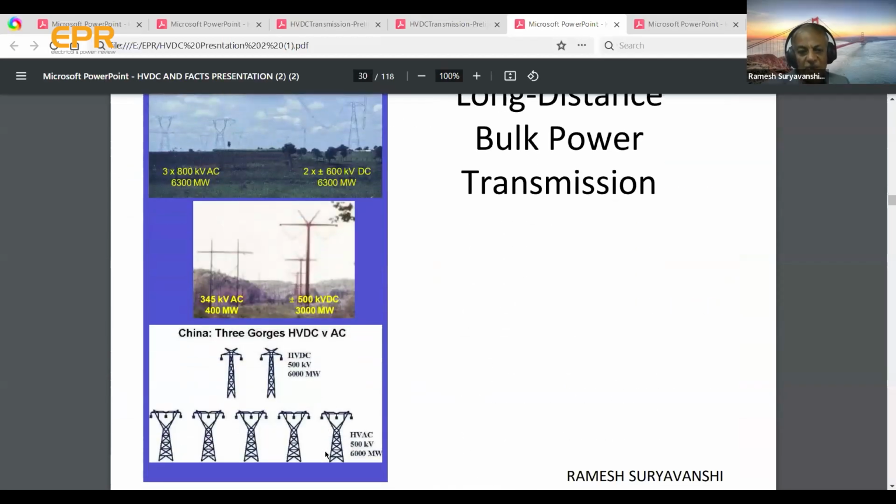Now, a long distance bulk power comparison is given. 3 into 800 kV AC megawatt. This kind requires too much ROW, but with one or two more poles, you can carry that kind of 6,300 megawatt power with only two towers. You see, it's so eco-friendly.